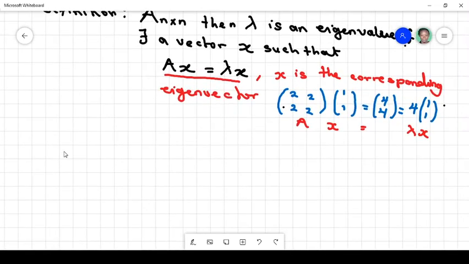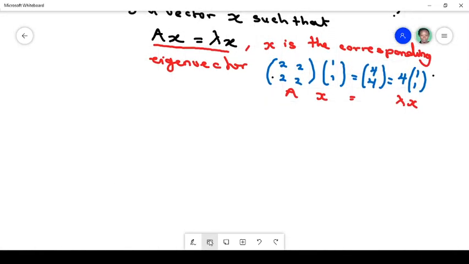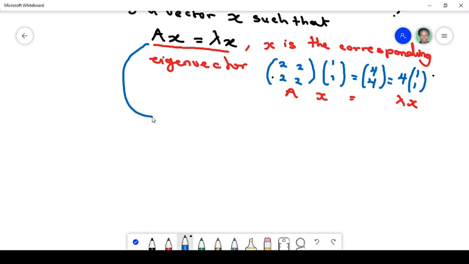So what do you notice? You notice that when you multiply the matrix A and the vector x, you are getting a multiple of the initial vector you had, which we are calling the eigenvector.